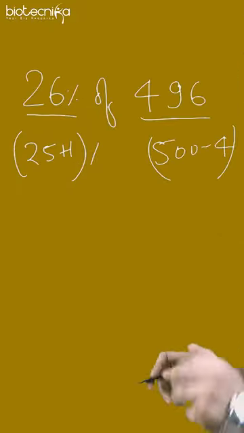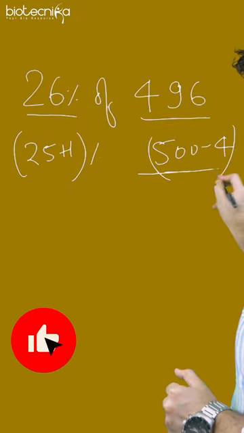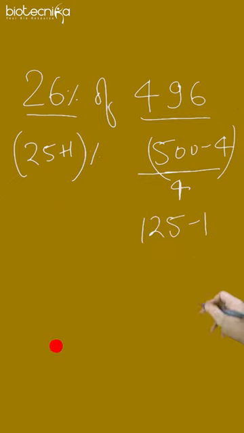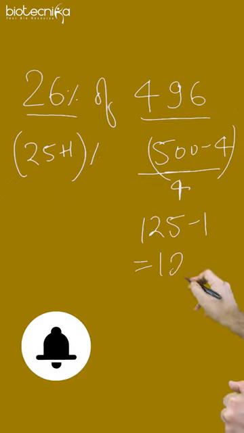If you know the fraction, 25% is nothing but 1 by 4. So 1 by 4 of this will come out to be 125 minus 1, and that will be 124.